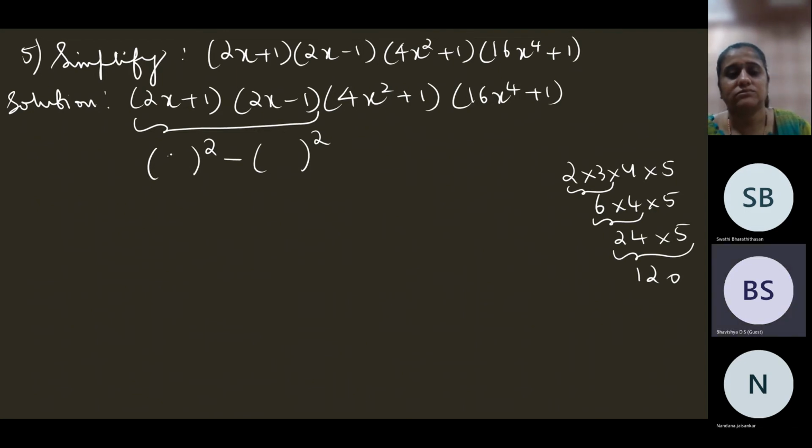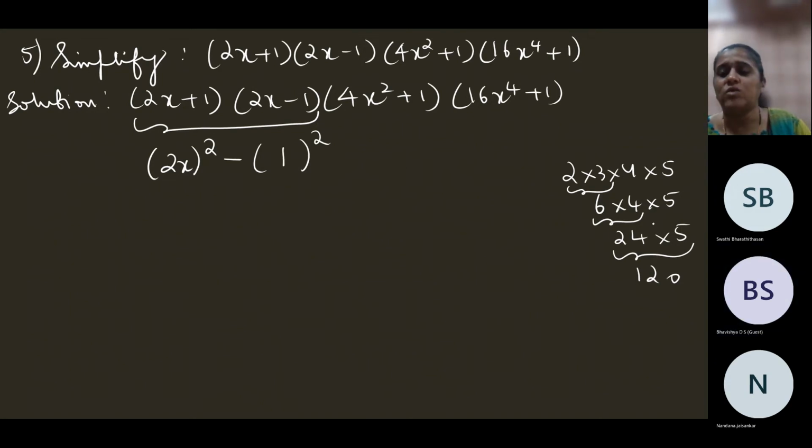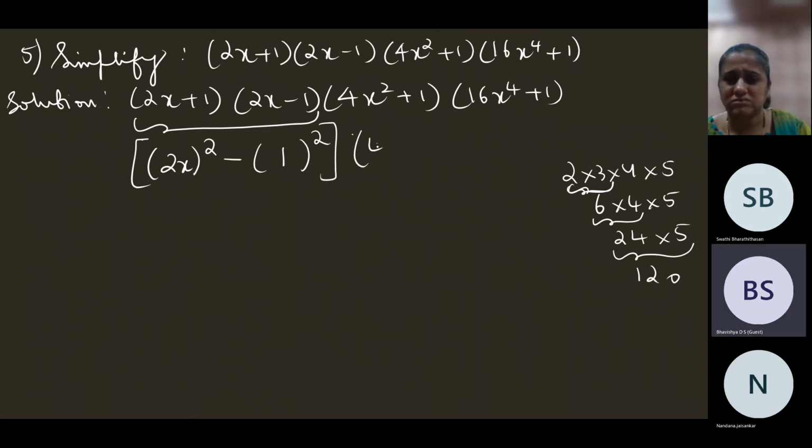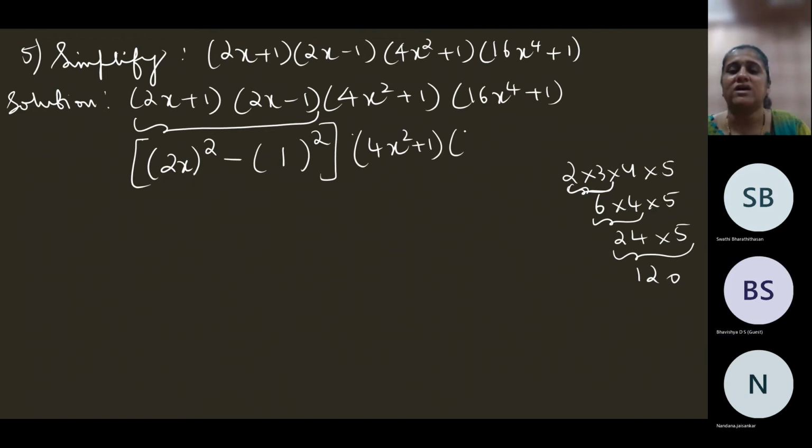Ma'am, 2x square. What should I write in the bracket? 2x square? Huh? No, ma'am, 2x, ma'am. Okay, in this bracket? 1, ma'am. 1, very good. Now, what did we do here? 2 into 3, we wrote 6 and we wrote 4 and 5 as it is. So what should I write here? Ma'am, 4. What should I write here? 4x square plus 1 as it is, ma'am. As it is, yeah, use that word, as it is. And 16x to the power 4 plus 1 as it is.